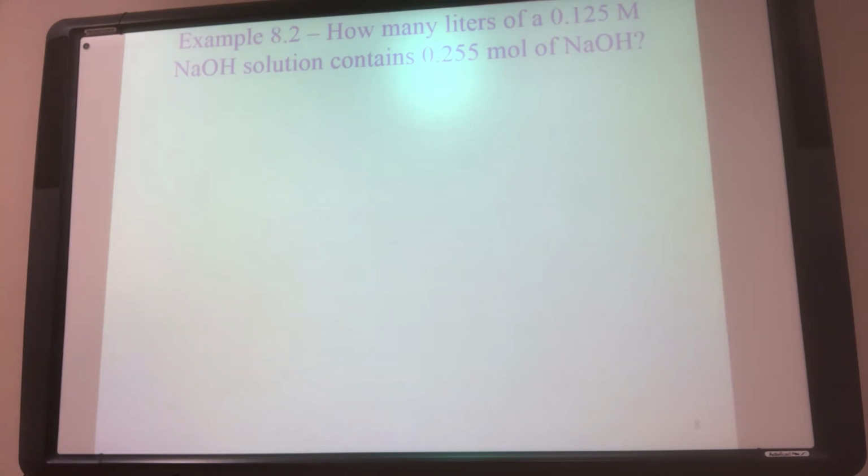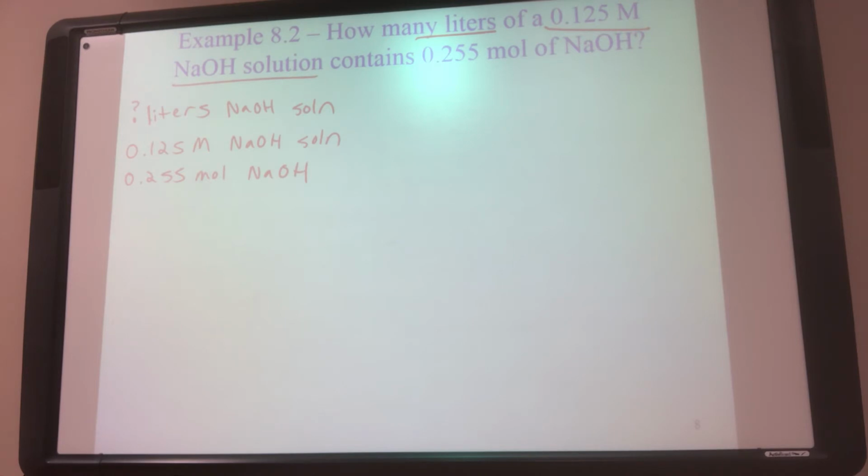All right, so what am I looking for? I want liters. Liters of what though? That's important. So I want liters of my NaOH solution. I want to know how much of this solution. You could write the whole thing out if you want, but I want to know how much of my NaOH solution I need. Okay, what did they give me? They gave me the molarity of my NaOH solution. They gave me the moles of my NaOH. So they gave me the moles and the molarity, and I'm looking for liters, okay?